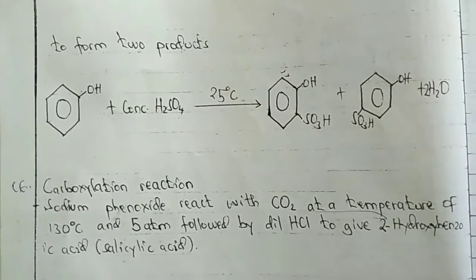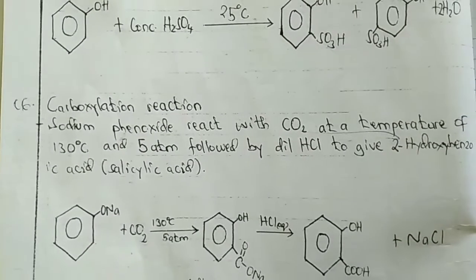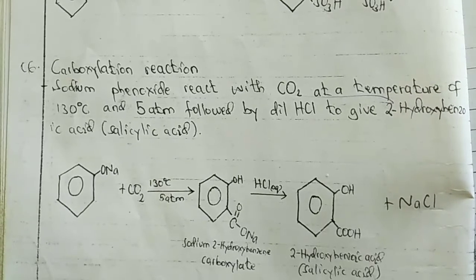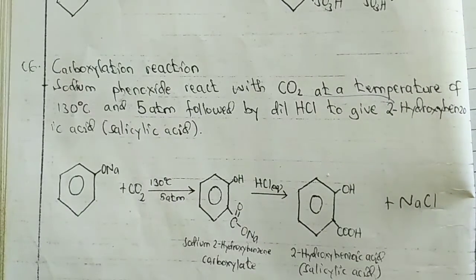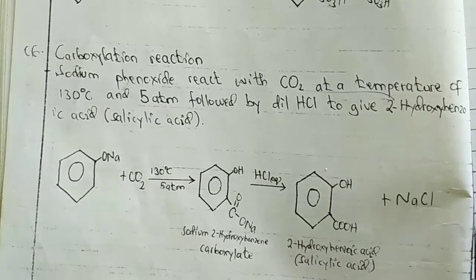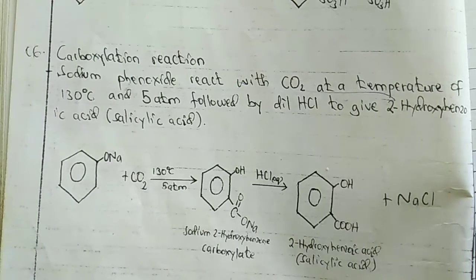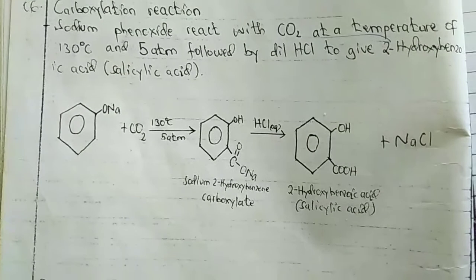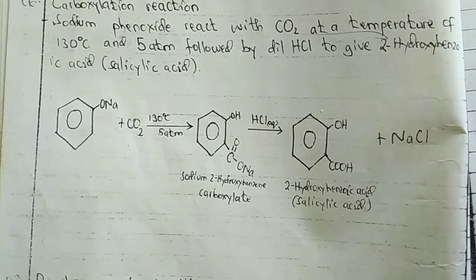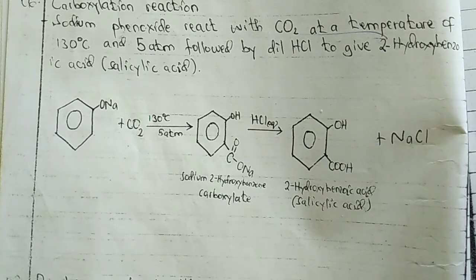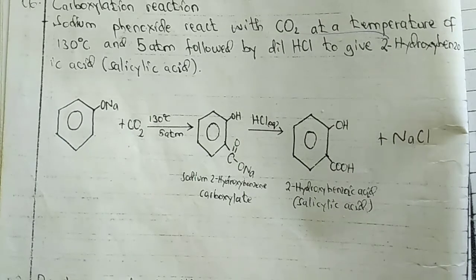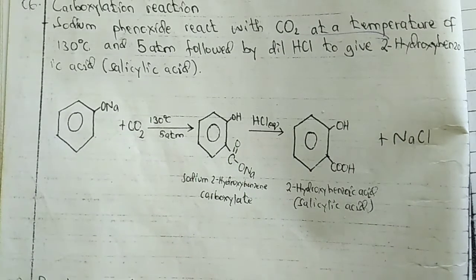para position. About the carboxylation reaction of phenol, sodium phenoxide reacts with carbon dioxide at a temperature of 130 and 5 atm, followed by dilute HCl to give 2-hydroxybenzoic acid au salicylic acid au 2-hydroxybenzoic acid, ambaye anaonekana kama hivi. Tutaenda kumdiscuss zaidi huyu salicylic acid huko mbele. It is very important for you to remember these reactions kwa sababu utakapokuwa unazidi kwenda mbele hizi reactions tunazitumia.